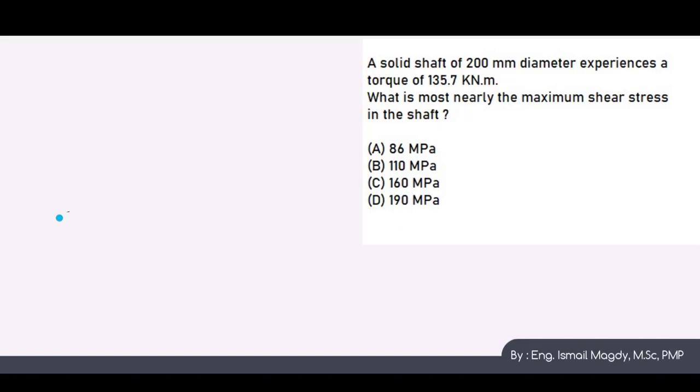So let's check this example. We have a solid steel shaft here of 200 mm diameter, and we have a torque of 135.6 kN·m, and we want to calculate the maximum shear stress in this shaft. Okay, this is a direct example, so let's state the knowns. We have R of 100 mm because we have the diameter of 200 mm. We have the torsion, which is 135.6 kN·m.